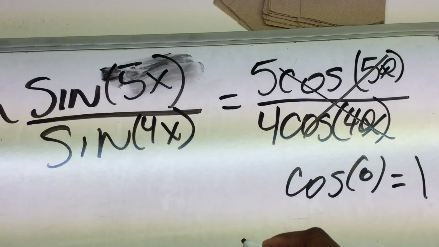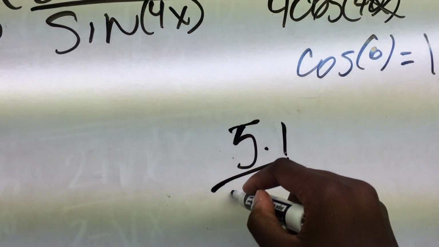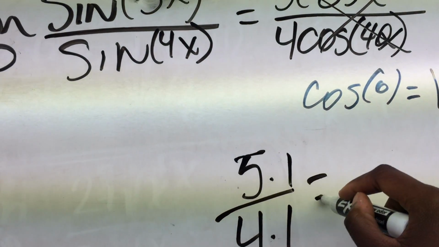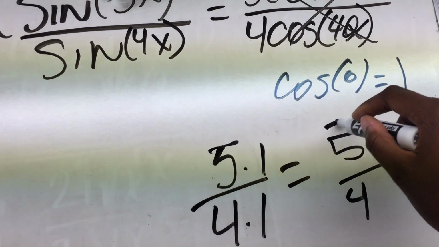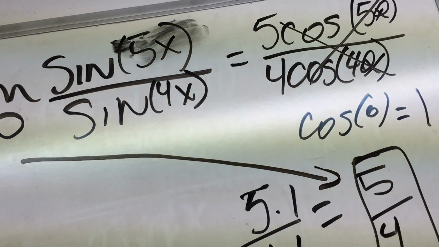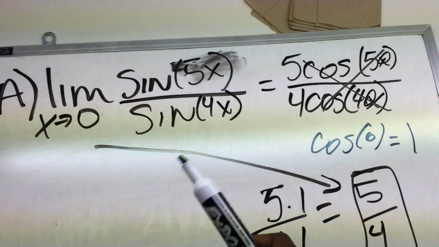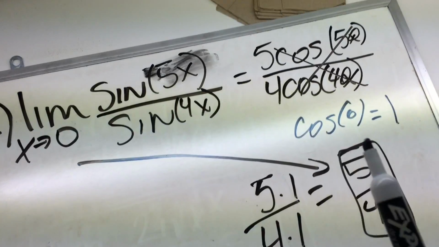So what we have is 5 times 1 over 4 times 1, and the final answer is going to be 5 over 4. That is the limit of sine of 5x over sine of 4x as x approaches 0, 5 over 4.